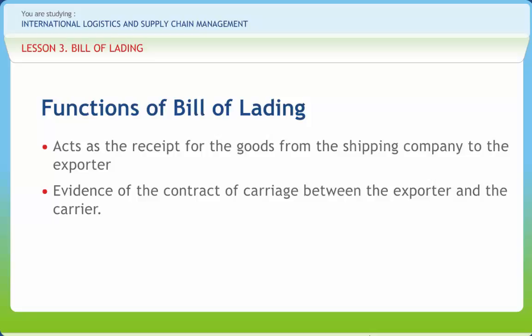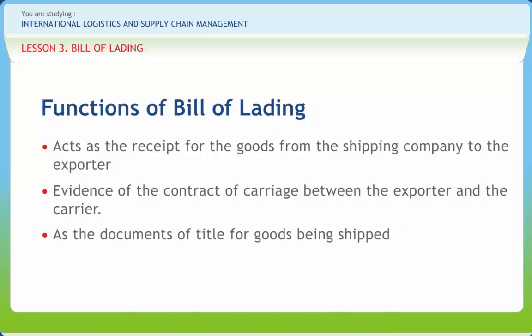The conditions subject to which the goods are carried usually appear on the back of the documents. It acts as the document of title for goods being shipped. The goods will be released at the port of destination only against production of one of the original bills of lading. Bills of lading are usually issued in sets of 3 or more. The number of originals issued is indicated on the bill of lading.